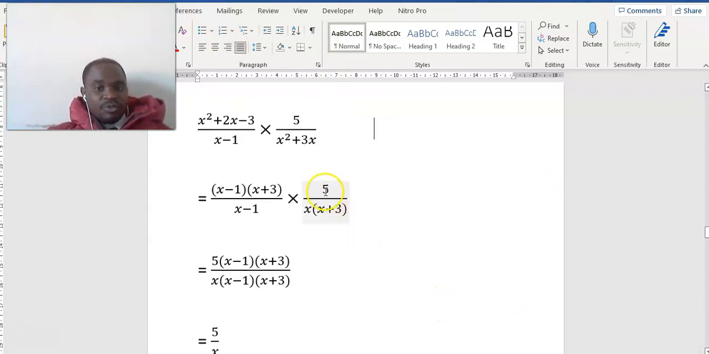Now I'm going to put them together as they are multiplying. Don't expand again. So this is my 5, x minus 1, x minus 3. Then this is my x, x minus 1, x plus 3. So I've written it nicely here. Some are going to cancel. You see that we have x minus 1 over x minus 1, so it's going to cancel. What again can cancel? x plus 3 and x plus 3 will also cancel. So it's going to remain 5 over x.